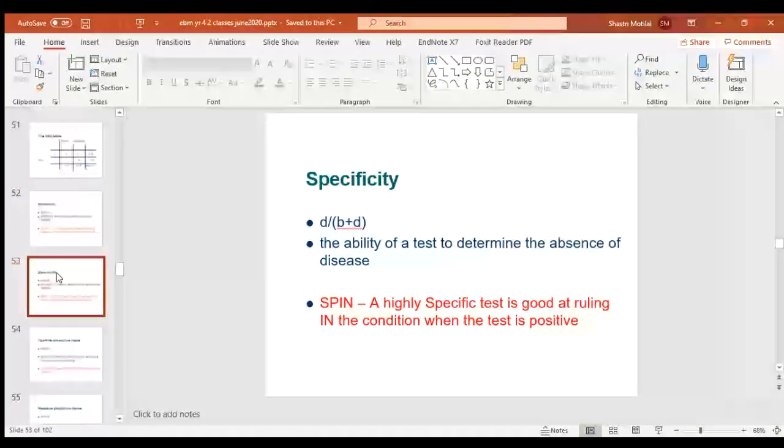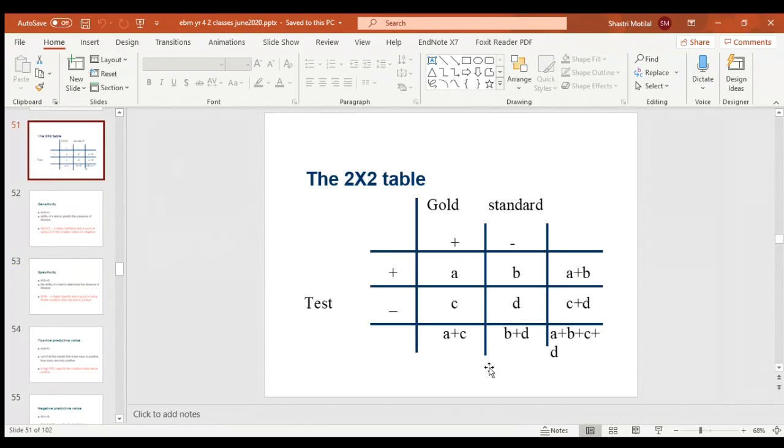Specificity is the other measure. Specificity is calculated as D over B plus D. So what does this mean? Out of all the people who do not have the disease, D over B plus D, how many are truly negative? So the other word for specificity is the true negative rate. So D over B plus D, that's specificity.